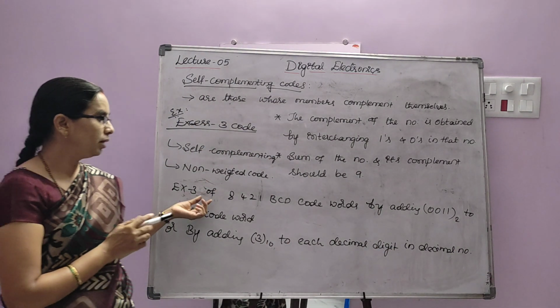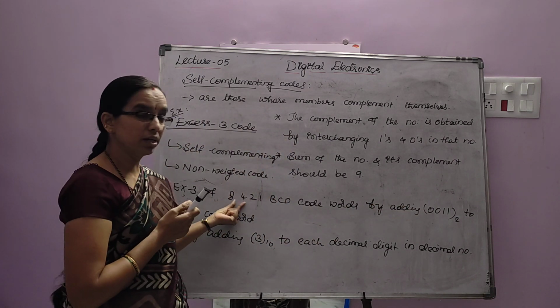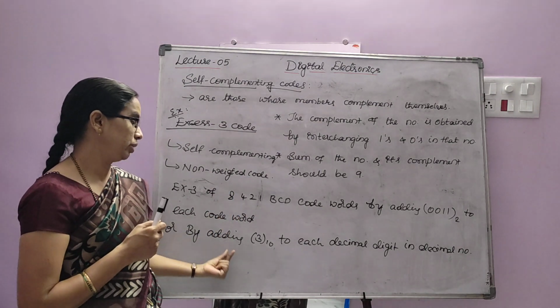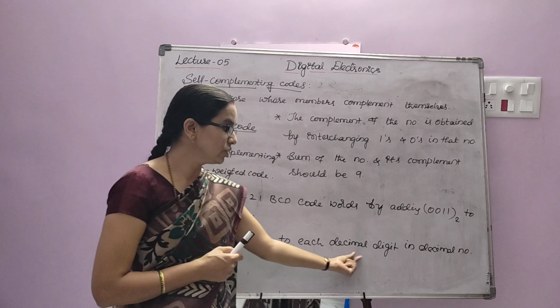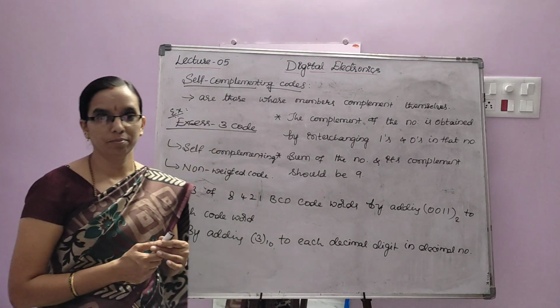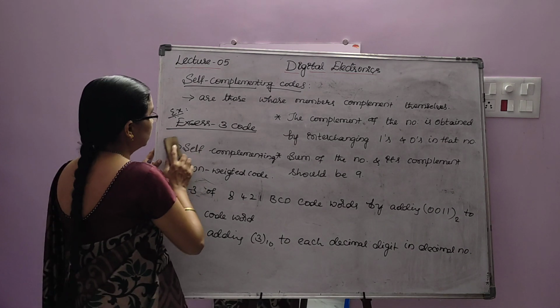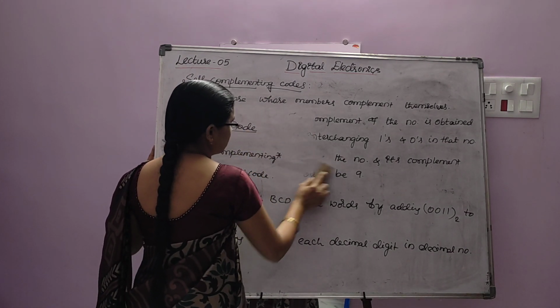XS3 code is obtained by adding 0011 to each code word of an 8421 code, or convert that 8421 code into an equivalent decimal and add 3 to each digit of the decimal number. So we will see how to convert the BCD code into XS3 code.